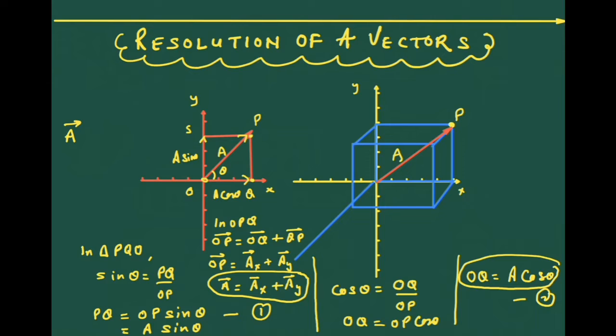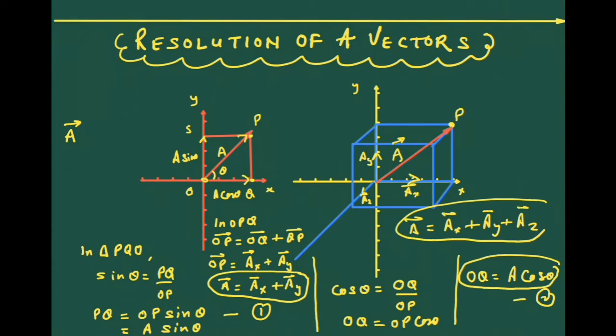Similarly, if we have any vector A in 3 dimensions, we can write its components as Ax, Ay, and Az. So in vector form we can write vector A as Ax vector plus Ay vector plus Az vector.